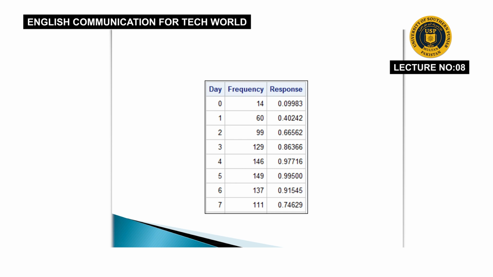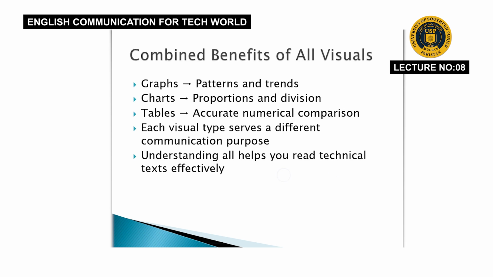As you can see, this is an example demonstration of a table. It has three major headings, which are day, frequency and response, and it is giving exact values which we can see in this table. So this is the most precise data which tables represent, and it definitely helps you to understand your technical work in a much better way.